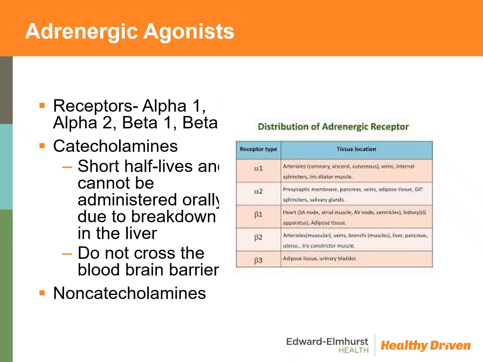And then there's non-catecholamines. So your alpha-1 receptors affect your arterioles, coronary, visceral, cutaneous, veins, internal sphincters, and iris dilator muscle. Your alpha-2 receptors affect your presynaptic membrane, pancreas, veins, adipose tissue, GI sphincters, and salivary glands. Your beta-1 receptors affect your heart, your SA node, your atrial muscle, AV node, ventricles, kidneys, and adipose tissue. And your beta-2s affect your arterioles, muscular, veins, bronchi, liver, pancreas, uterus, and iris constrictor muscle.